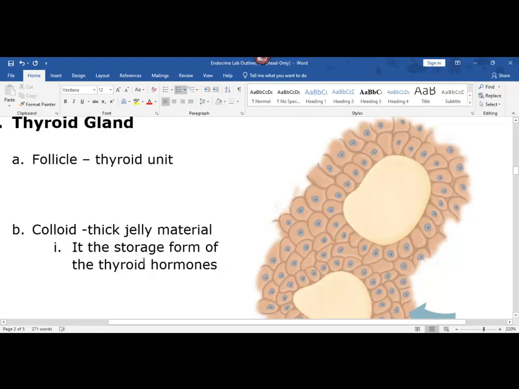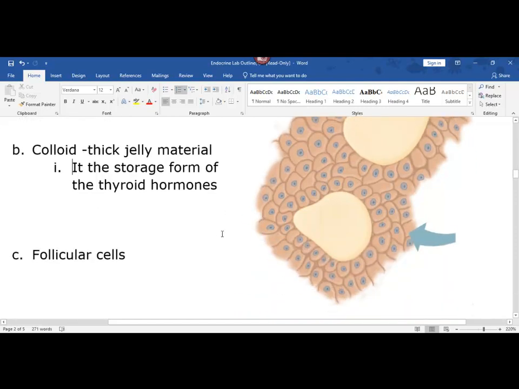Let's make it pretty like that. So colloid is a thick jelly material, and there are two hormones stored in it. When the body needs it, it just gets released from here. This is how the thyroid stores hormones.